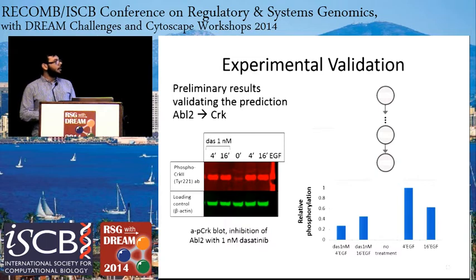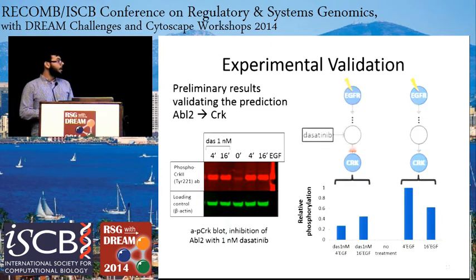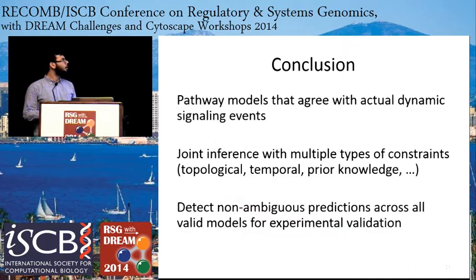Here we have the untreated case where the pathway is not stimulated. We have some basal level normalized to 0. And then stimulating the pathway, we observe some activity around 4 minutes. We have a peak of CRK levels. And if we introduce an inhibitor of ABL2, we observe that the level of CRK is reduced, actually. So this is very preliminary, and we are working on trying to validate more of these.